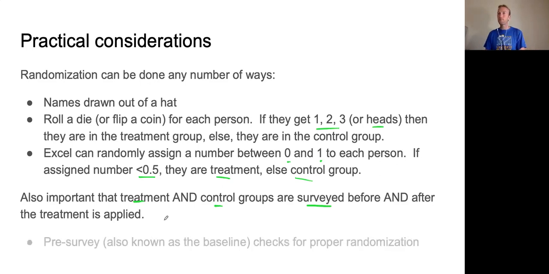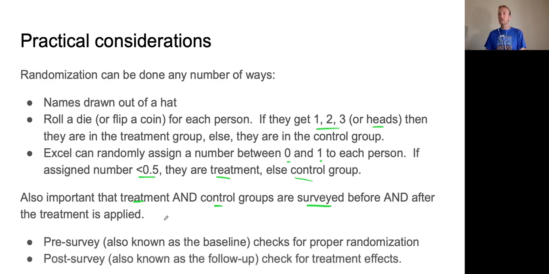Okay. All right. So this is kind of what I was just saying, right? Pre-survey, or the baseline, checks for the proper randomization. Post-survey, also known as the follow-up, checks for treatment effects. Now, to be totally honest with you, the only one that's required to do is this.